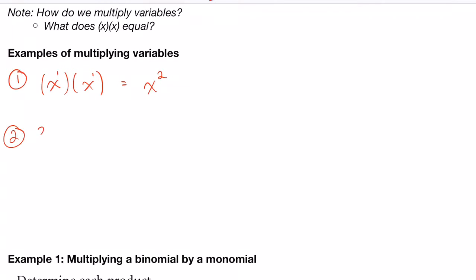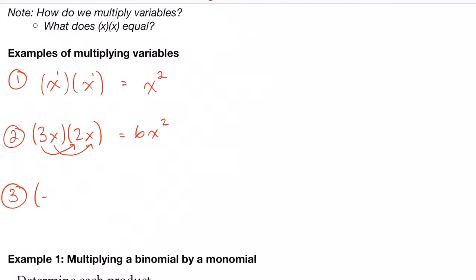But now what happens if we add some coefficients in front? For example, 3x times 2x. The key part here is we multiply our numbers together, so 3 times 2 is 6, and we multiply our x's together, which is x squared. You're multiplying coefficients together, and then you're multiplying letters together. You can't multiply letters and numbers separately. You need to multiply the letters together and then the numbers together.